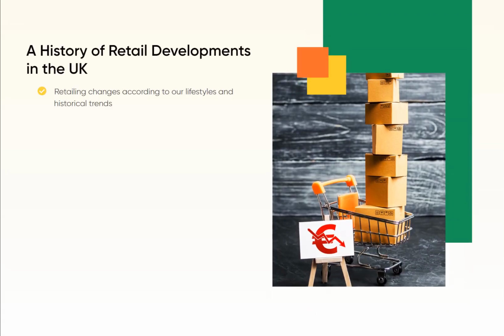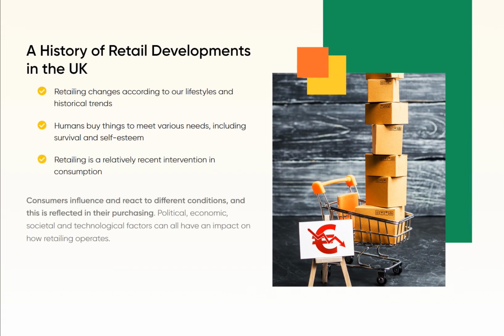A history of retail developments in the UK. Retailing changes according to our lifestyles and historical trends. Humans buy things to meet various needs, including survival and self-esteem. Retailing is a relatively recent intervention in consumption. Consumers influence and react to different conditions, and this is reflected in their purchasing. Political, economic, societal and technological factors can all have an impact on how retailing operates.